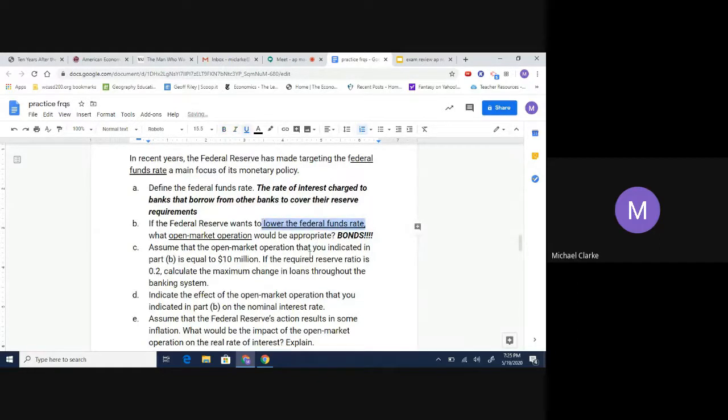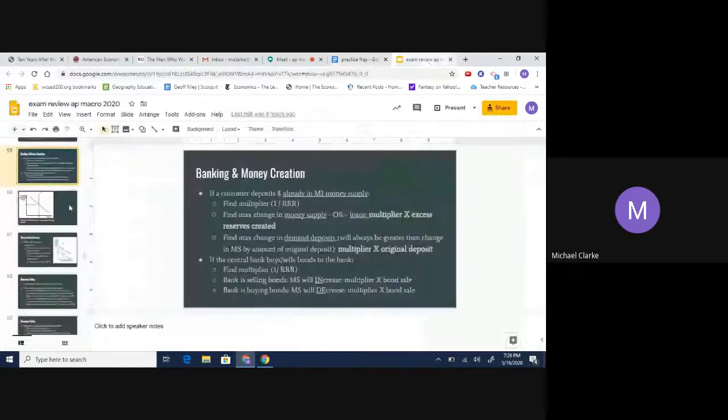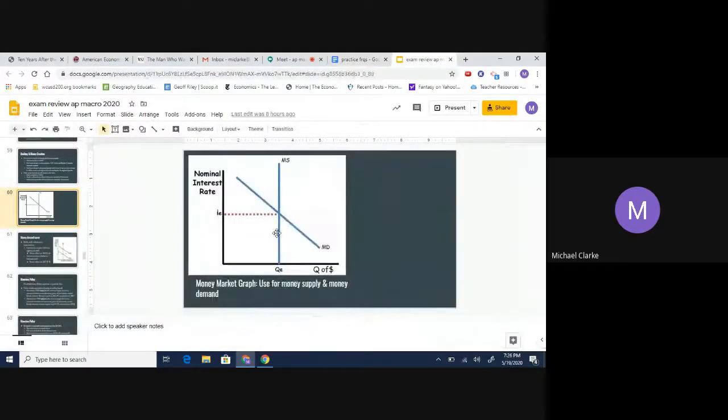Key is this. They want to lower the federal funds rate. So essentially, they're lowering interest rates. The Fed wants to lower interest rates. Think about that money market graph. And I could show it, pull up a copy here. Okay, here's your money market graph.